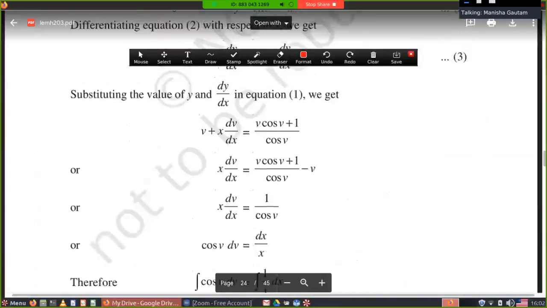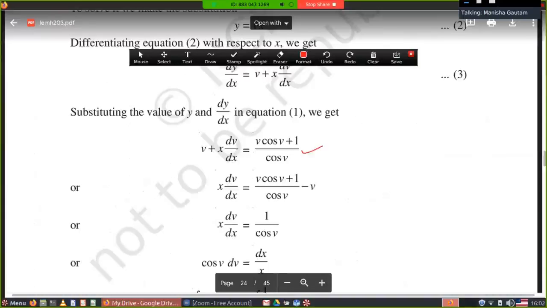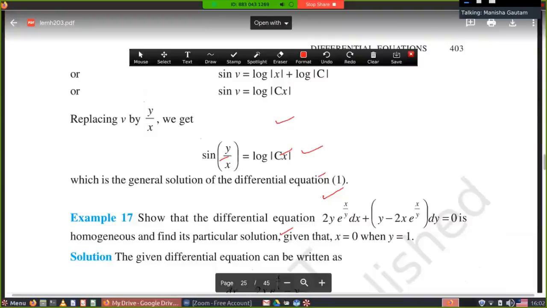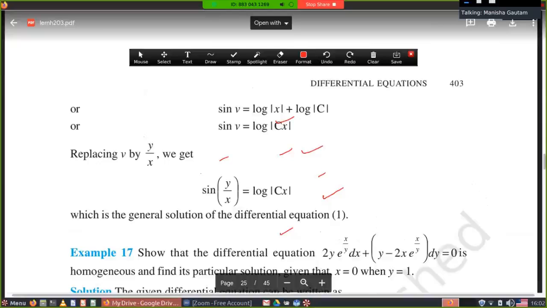Yes, here is the question. After substitution, the question is this one. Take this v to the right hand side and simplify it. Now, after the variable separable part, integrate the statement. After integration, the answer is sine v is equal to log mod of cx. Again, here you have to put back the value of v, which is y upon x. Put it here and you will get the answer. This is the solution of the differential equation.